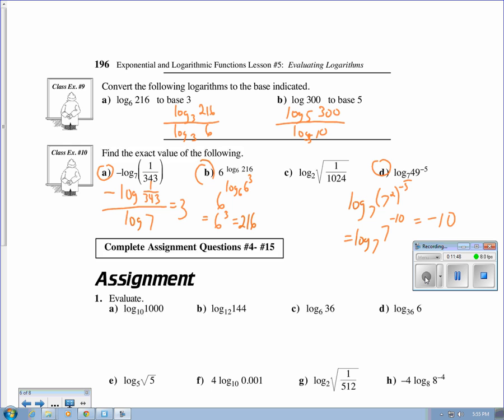And then the last one, 49 and 7, just spoke really loudly to me. Replace the 49 with 7 squared. Raise the exponent 2 to the negative 5. Multiply that, that's negative 10. And then I've got log base 7 of 7 to the minus 10. I can simply read the exponent off. That's it for today's exercise. Try out the homework. Remember, we've got a quiz tomorrow on lesson 4, which we said is fundamental to understanding log.